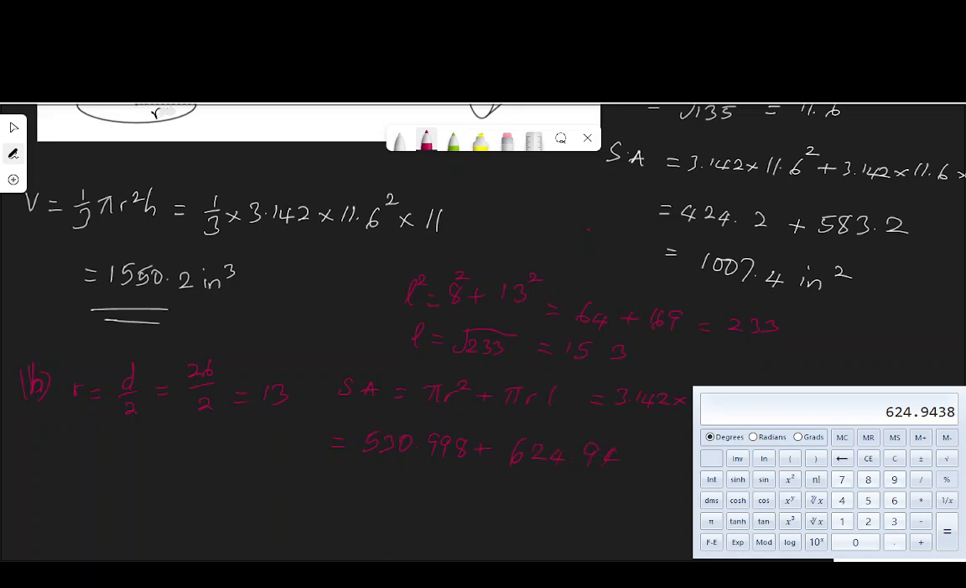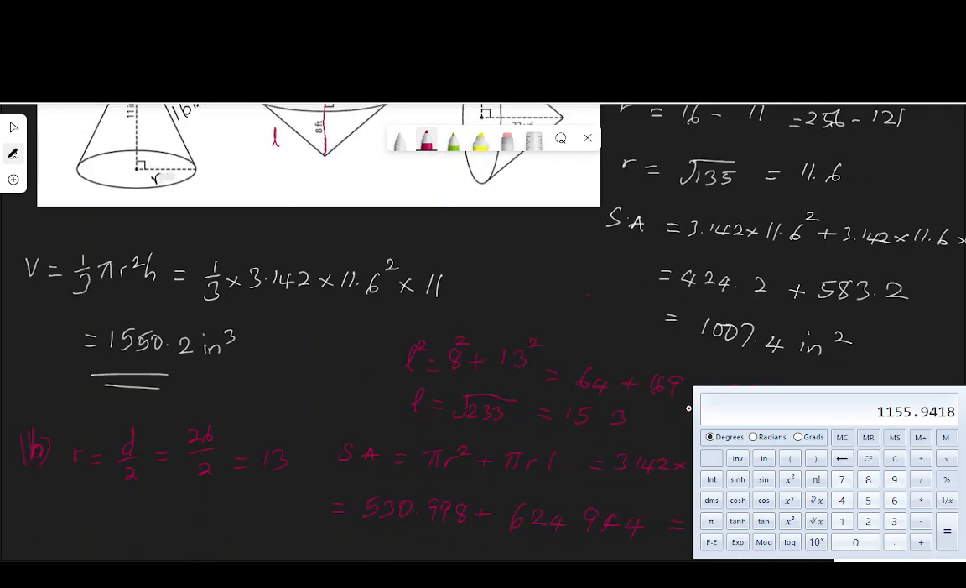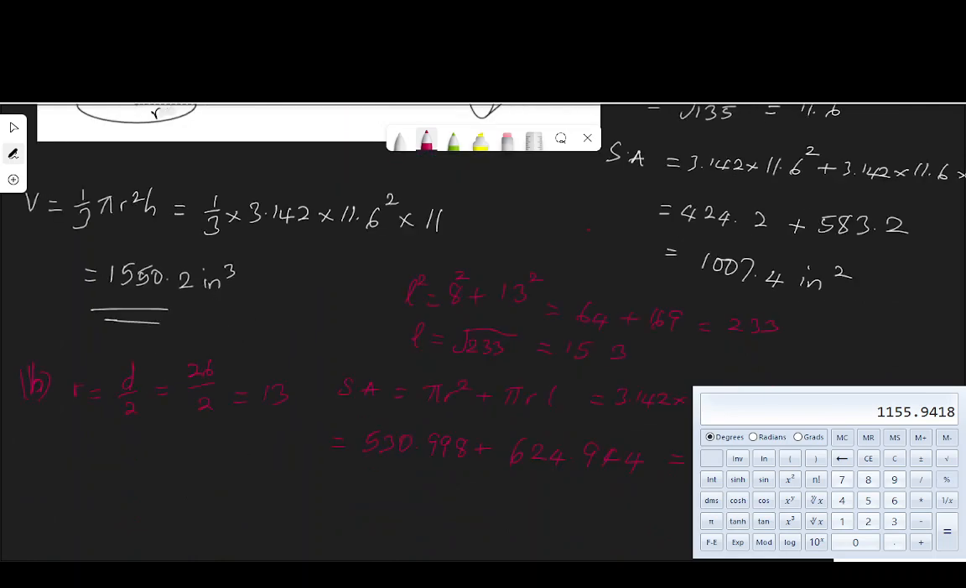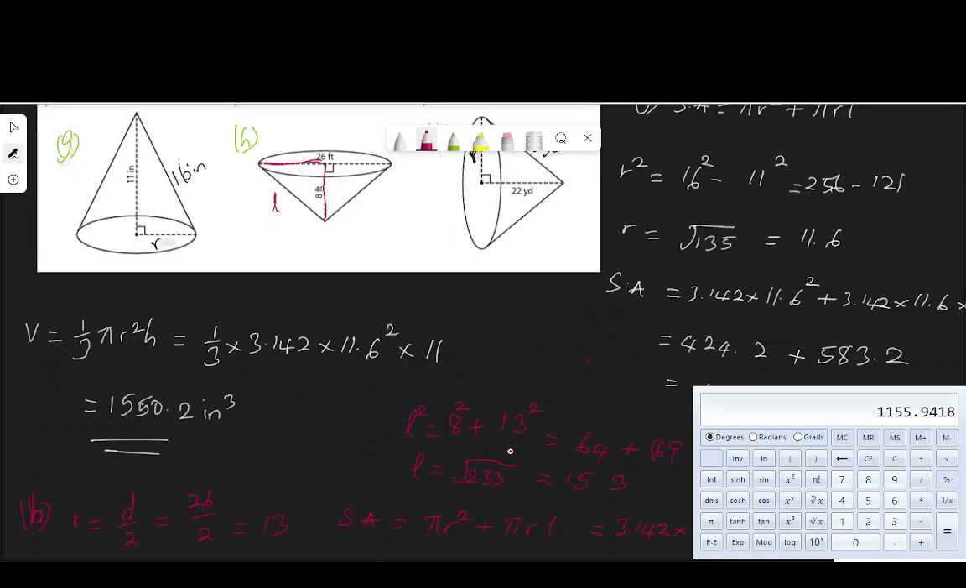624.94 plus 530.998 is equal to 1155.9. What is the unit? It's supposed to be feet, feet squared. And that's for the surface area.